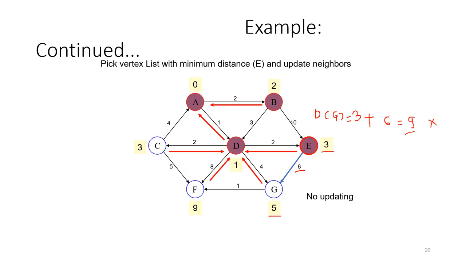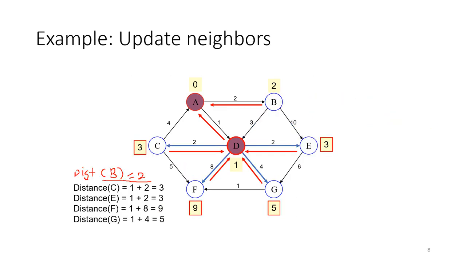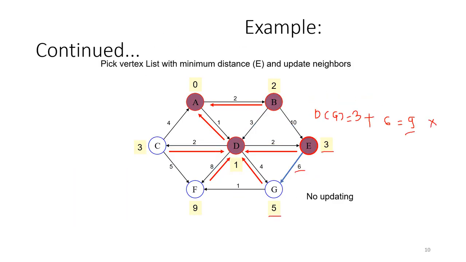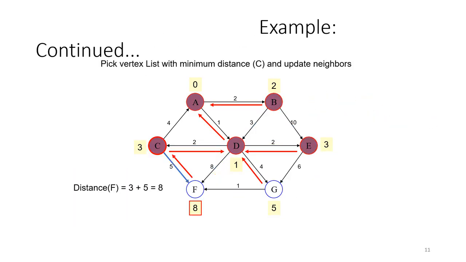Now, if you remember, after we picked B, the next we picked was E, and then the next we need to pick is C, because that is the minimum distance that it is giving us. So the next node we pick is C.